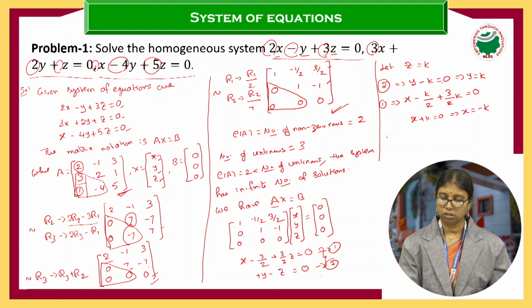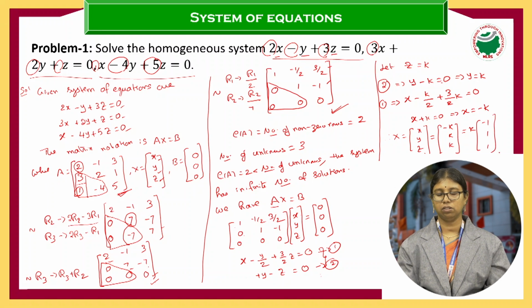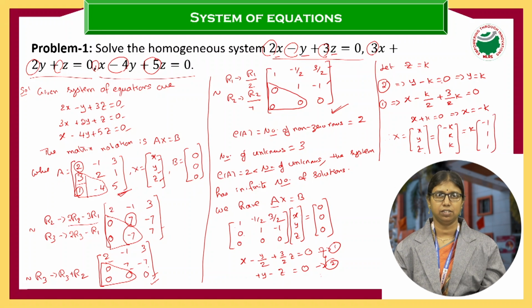So now what is the solution? Capital X is x, y, z. That is x is minus k, y is k, z is k. By taking k common, you will get minus 1, 1, 1. This is the solution for the given system of equations.